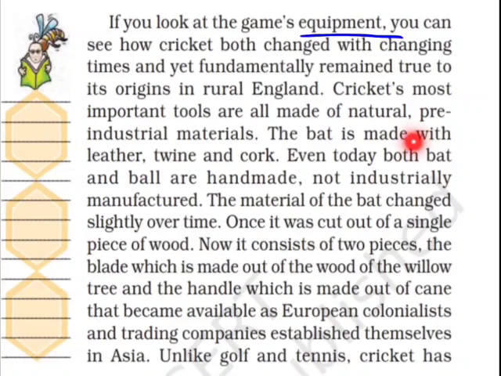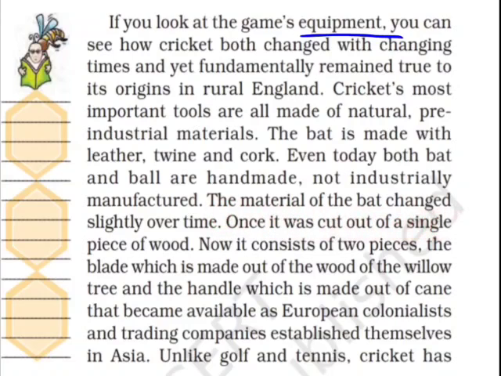Natural means that they are not using any other material to make this bat and ball. They are using natural things to make it. Pre-industrial materials. The bat is made with leather, twine and cork. So they are using this type of wood, light wood, etc. to make this bat and ball. Even today, both bat and ball are handmade, not industrially manufactured. And to make these, they are saying that nowadays also it is handmade, it does not happen in any industry.